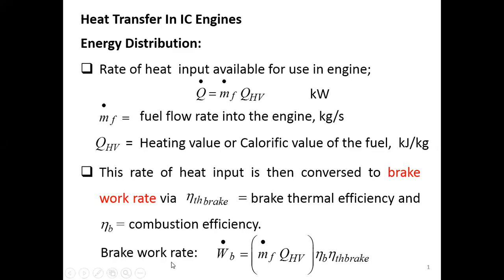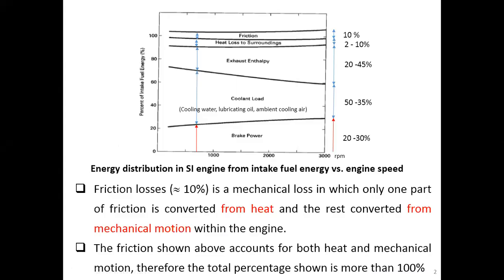So the brake work rate comes from the heat that we give or input to the engines times the combustion efficiency, because we have to combust the fuel, and then this amount of heat is converted, right? How well this amount of heat converts into the brake work rate depends on how much we can get from the brake thermal efficiency. Okay, so this picture gives you the overall view of where the heat is transferred.